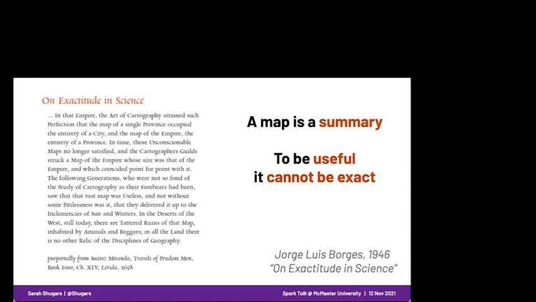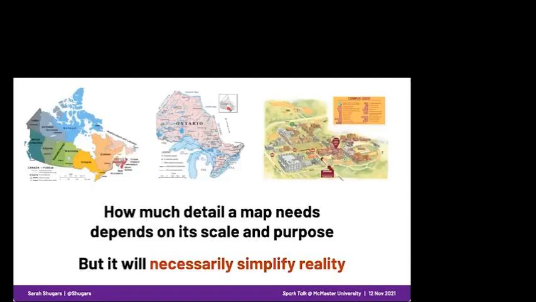There are other stories by this author that have similar themes, and I think it's a helpful way of thinking about this, that an exact model, while it may be excellently detailed, is actually not useful at all. And what really makes a map, or really any model, useful is its ability to summarize and synthesize complex information for a specific purpose. So how much detail a map needs really depends on its scale and its purpose.